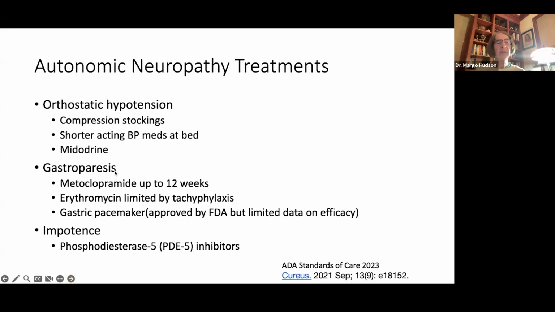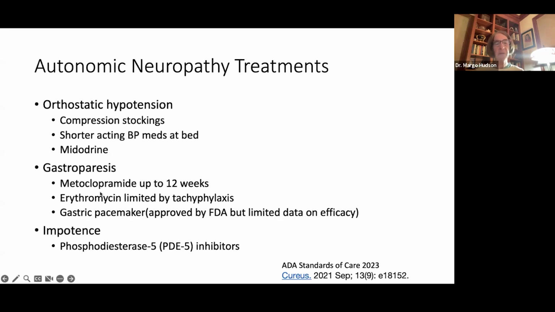For autonomic treatments, orthostatic hypotension, compression stockings. If patients have hypertension when supine, use shorter acting blood pressure meds at bedtime. So when they get up in the morning, they don't get orthostatic. And midodrine is effective.